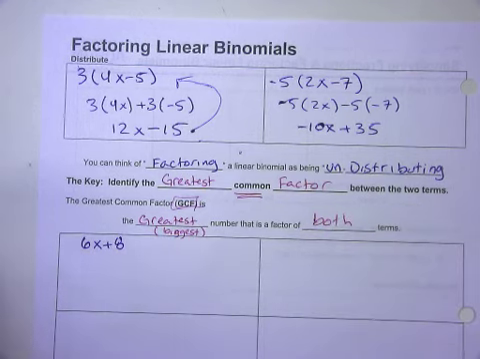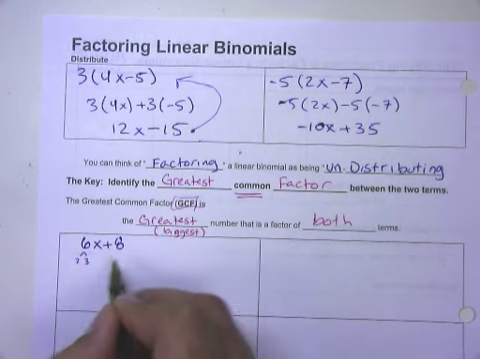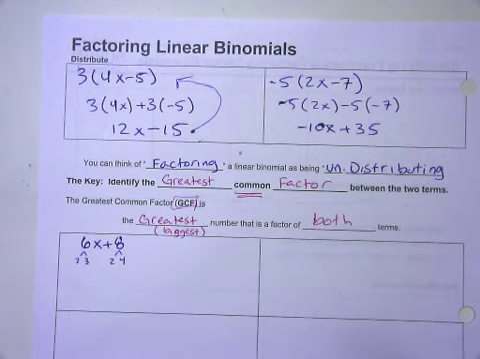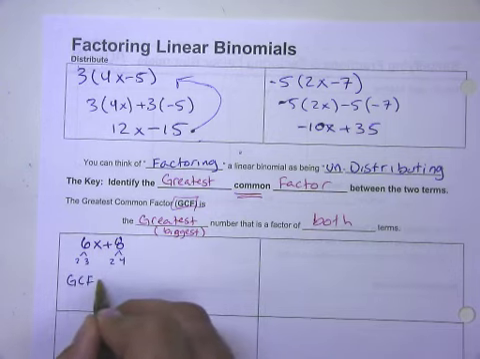So what is that number going to be here? Well, 6 has factors of 2 and 3. 8 doesn't have a 3 in it, so it has a 2 and a 4. We can take that 4 down to 2 and 2. Either way, what they have in common is a 2. So we've got a GCF of 2.